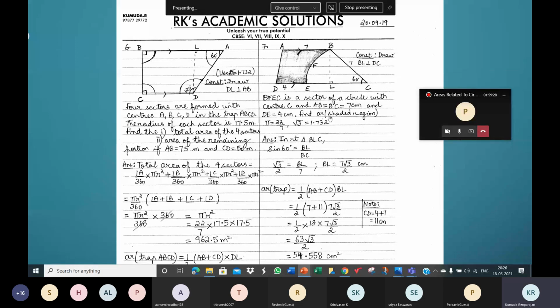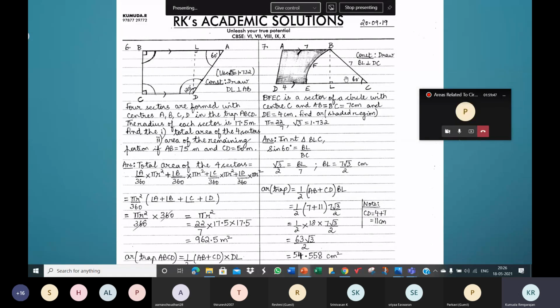So given all this, we need to find the area of the shaded region. Clearly, the area of the shaded region is the area of the trapezium ABCD minus the area of the sector. That will give us the area of the shaded region.